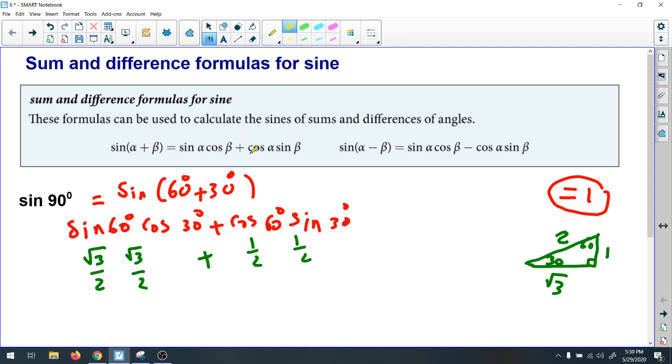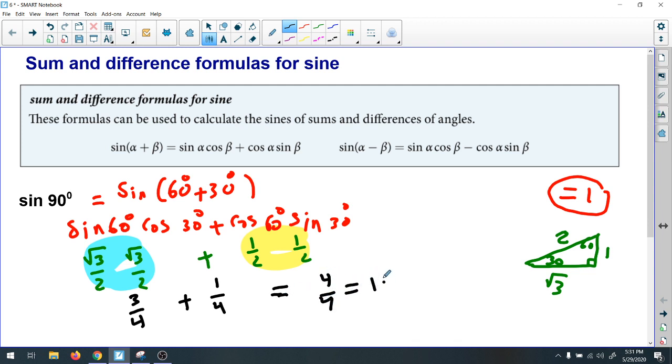Then we are going to simplify together. Combine square root of 3 over 2 times square root of 3 over 2, and a half times a half. Square root of 3 times square root of 3 is 3, divided by 2 times 2 is 4, and 1 times 1 is 1, divided by 2 times 2 is 4. Then if you add 3 plus 1 is 4 over 4. 4 over 4 is 1. So we used the sum formula for sine, and we proved that sine of 90 is 1. And we know already that sine of 90 is 1.